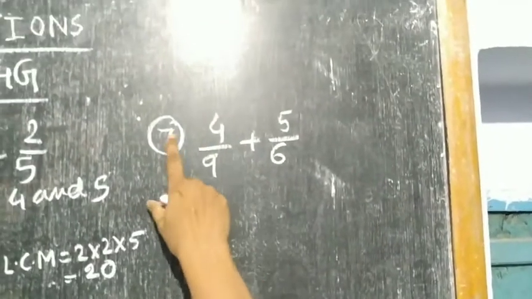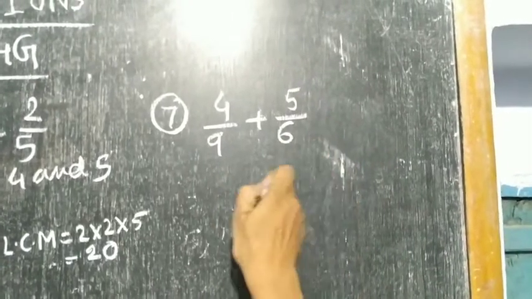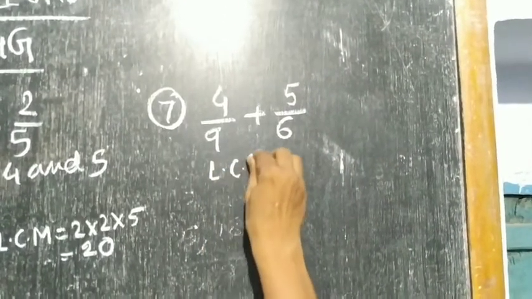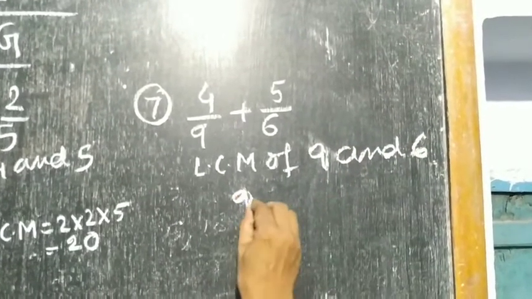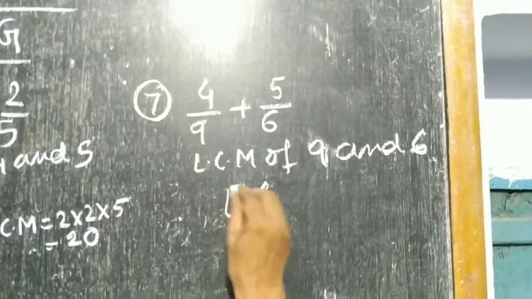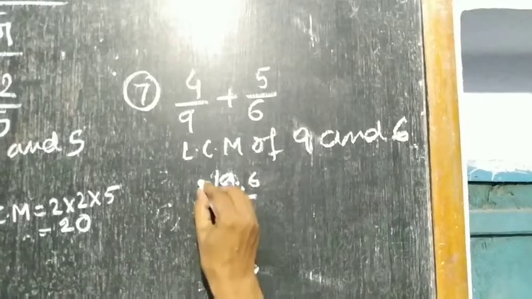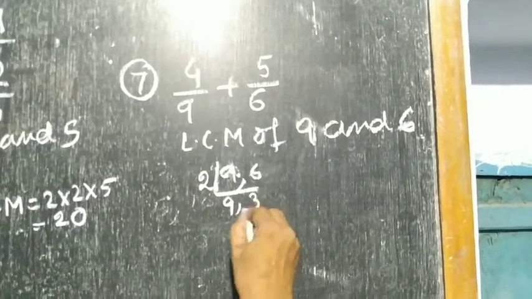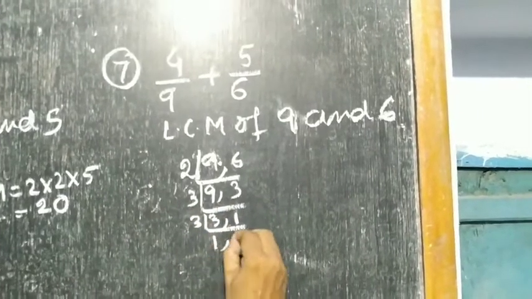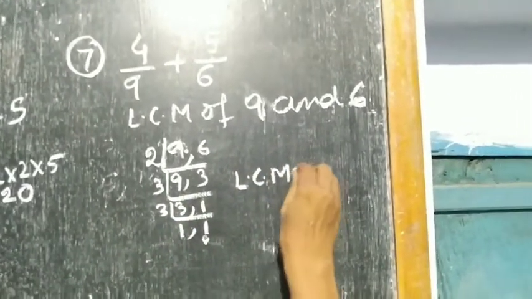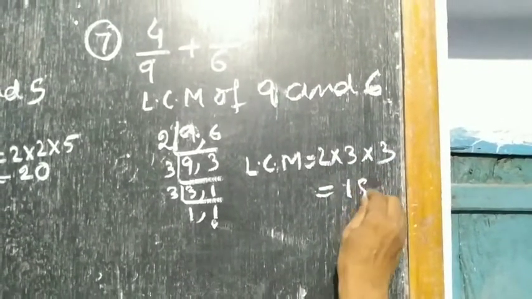Next children, sum number 7, sorry, sum number 7. You have to add the fractions 4 by 9 and 5 by 6. So first you take the LCM of the denominators 9 and 6. Here also I am using the repeated division method to find the LCM. Divide by 2, so 9, 3. Now divide them by 3, 3, 1. Again divide them by 3, 1, 1. So LCM is equal to 2 into 3 into 3. That means 2 threes are 6, 6 threes are 18.